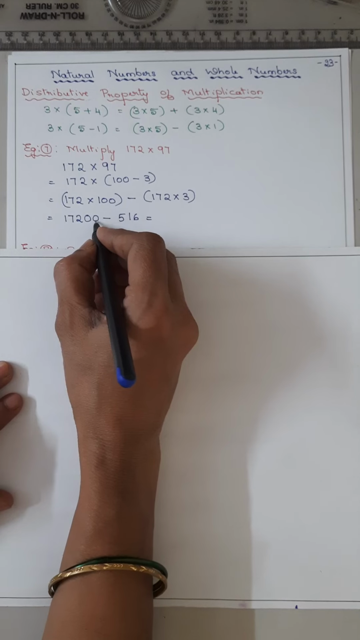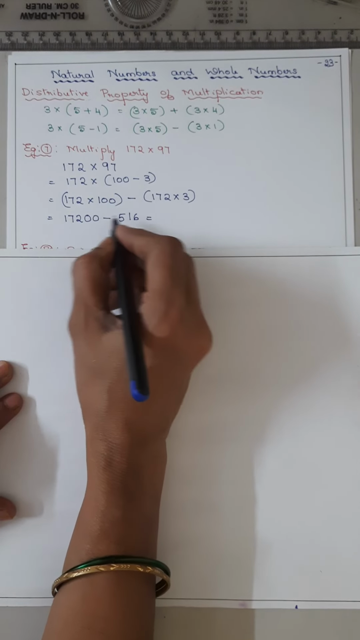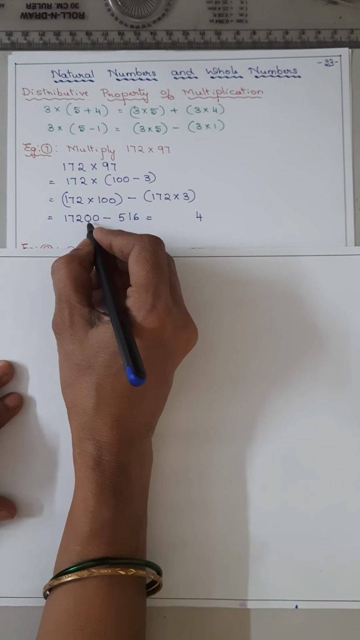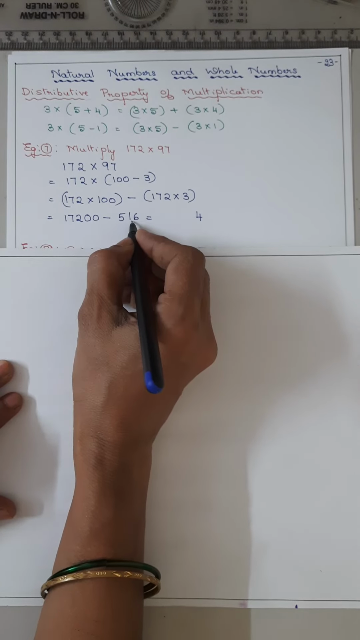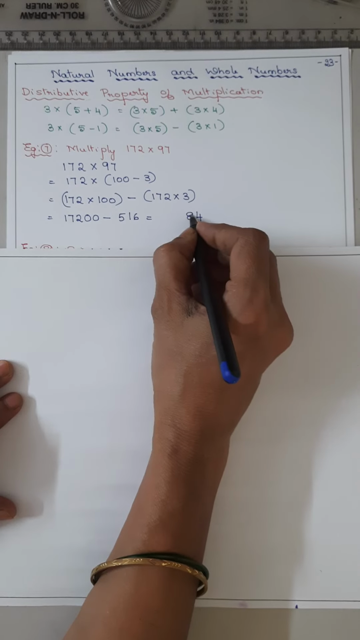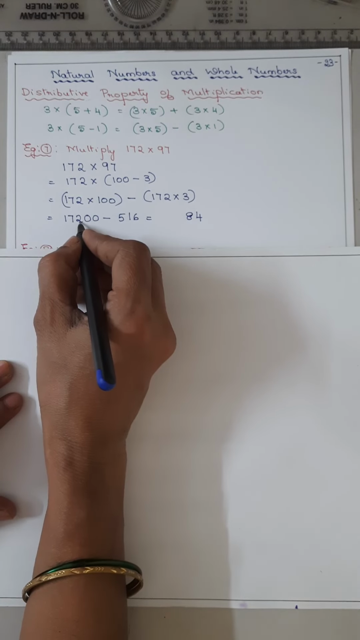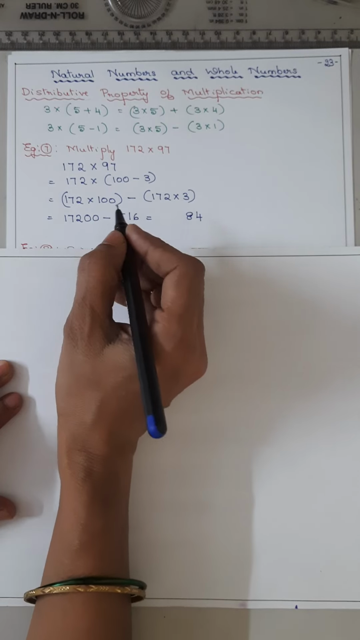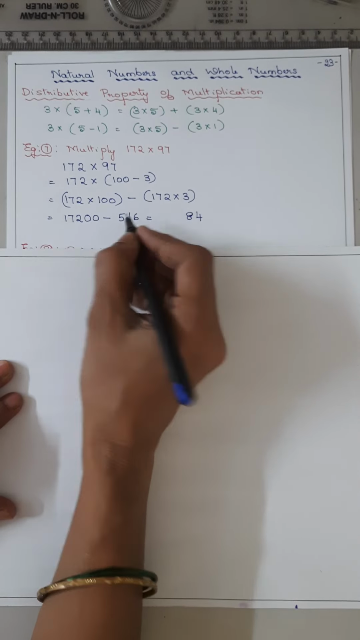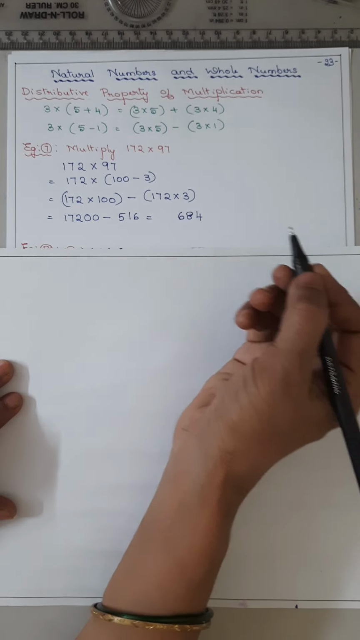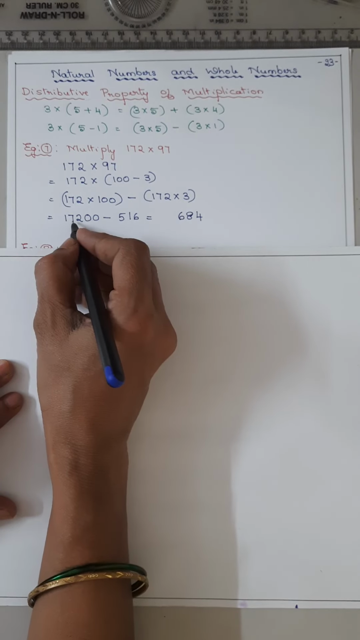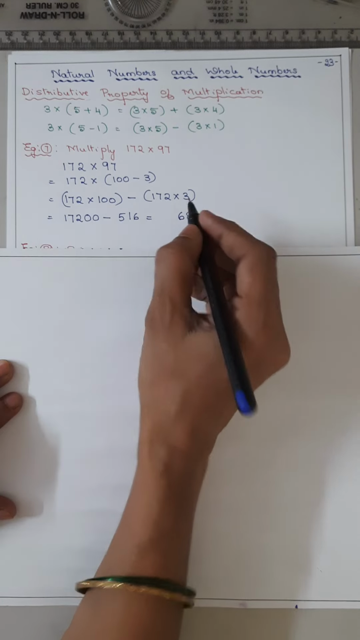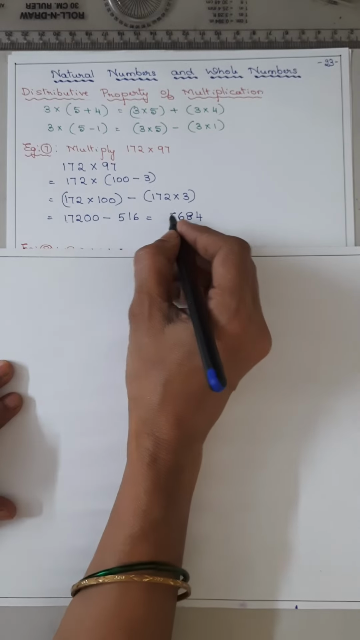Now 0 minus 6 means 10 minus 6 is 4. Now here 9 is remaining. 9 minus 1 is 8. Now here it is 1. 1 minus 5, not possible. So 11 minus 5 is 6. Now here it will be only 6 because we have borrowed. So now it is 6 and now 1.